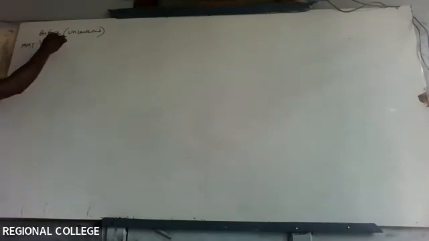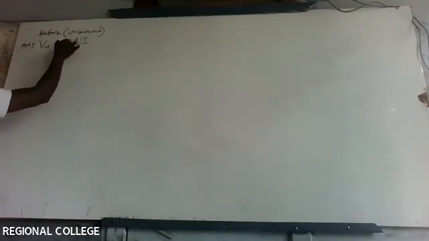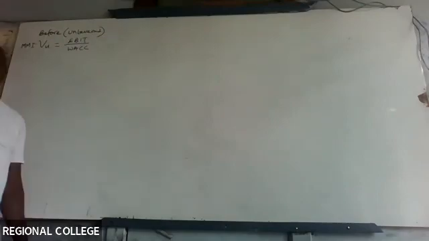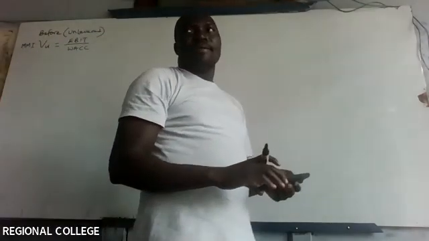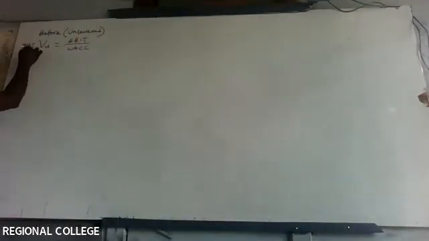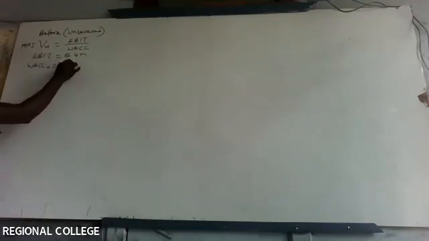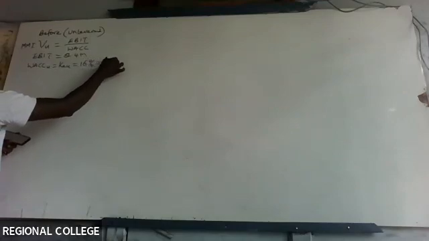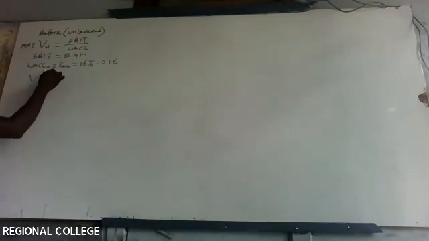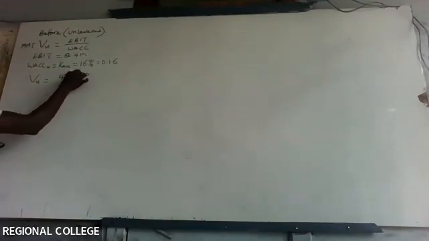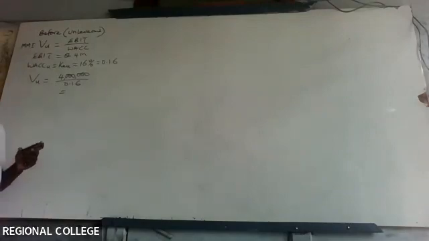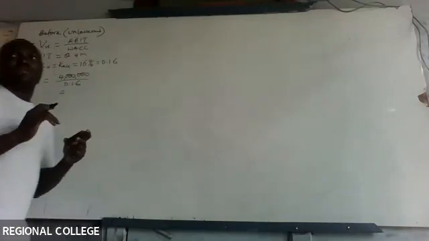value of unlevered firm equals EBIT divided by what? WACC. We have the EBIT, is it 4 million? And we have the WACC of the unlevered firm, which is the same as the cost of equity of the unlevered firm, 16%. So therefore, value of unlevered firm equals 4 million divided by 0.16. So 4 over 0.16, 25 million.